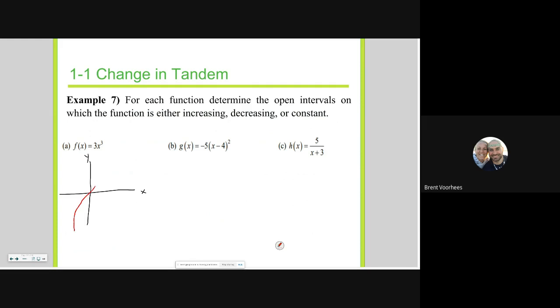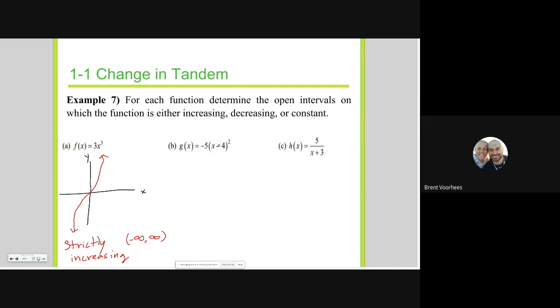Multiplying by 3 just means it's vertically stretched, so it would look like this. So tell me, what's this graph doing? You only look left to right for increase, decrease. It's increasing. Is it ever not increasing? No. So we would say it is strictly increasing on its domain, from negative infinity to positive infinity. From left to right, it's strictly increasing.